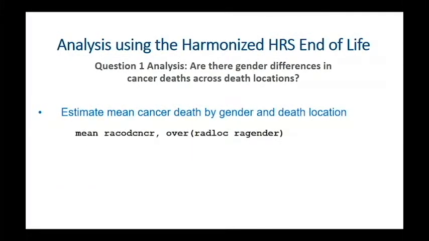So before we get started with the analysis, this is usually the point where we talk about weighting. However, there are currently no weights for the exit data specifically, so our analyses today will be unweighted. To start our analysis, we'll take the mean of whether death was caused by cancer, and we'll look at this over death location and gender.